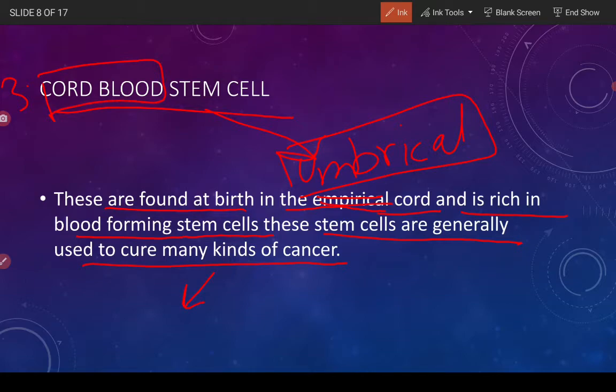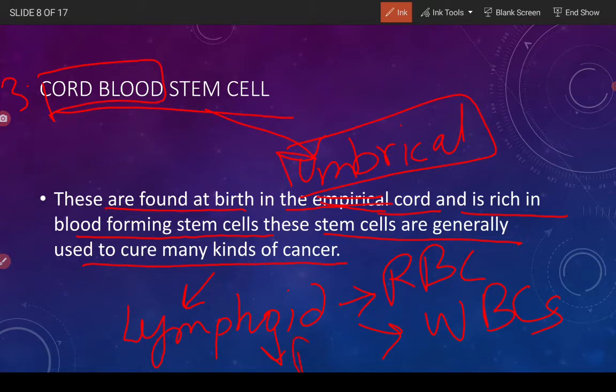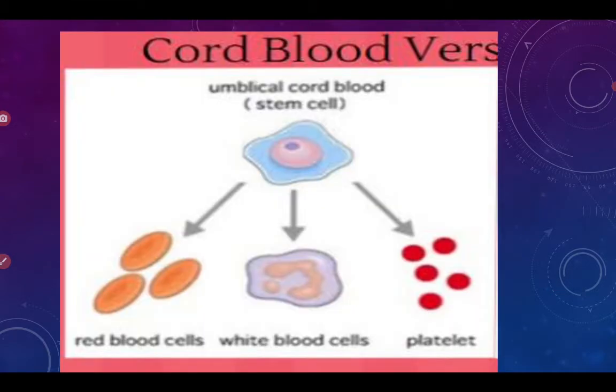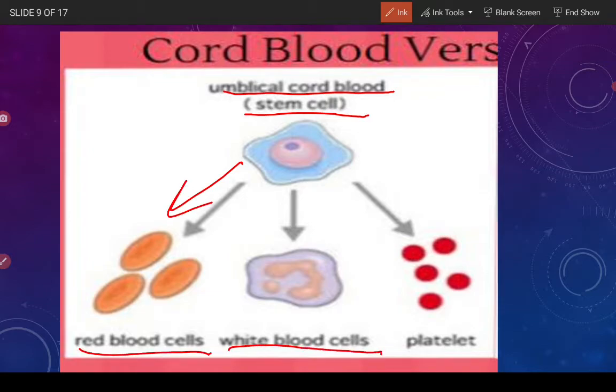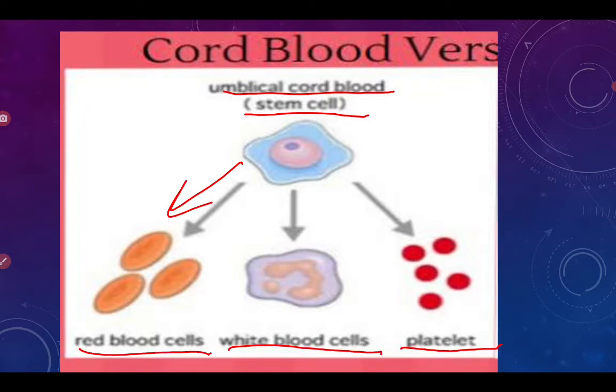lymphoid progenitor cells, which could give rise to RBCs, WBCs, lymphocytes, platelets, right? So these have the blood forming stem cells and give rise to all these kinds of cells. So here you can see umbilical cord blood stem cell. They can form the red blood cells, the white blood cells, and the platelets.